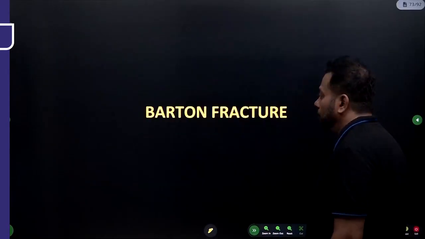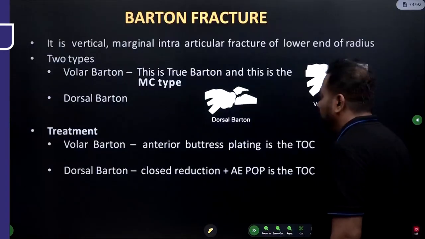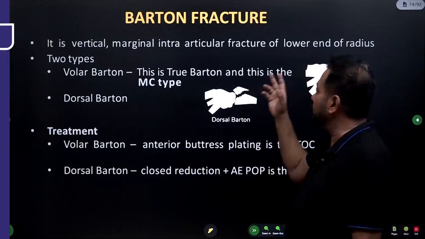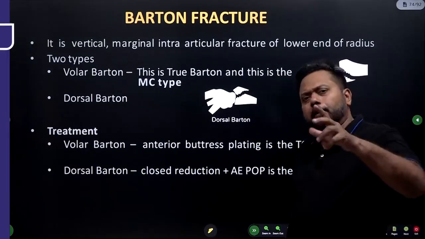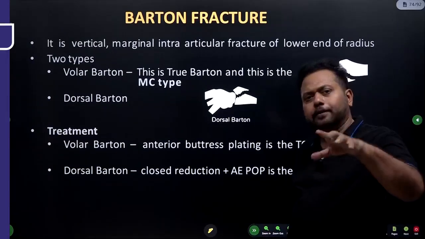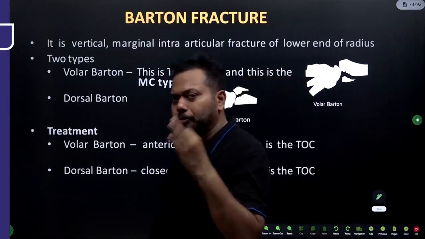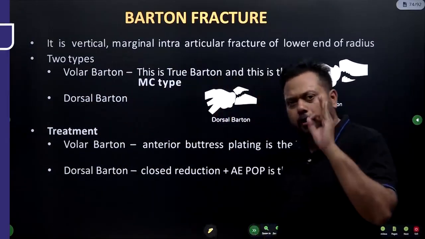Then coming to Barton's fracture. What is Barton's fracture? It is a vertical marginal intra-articular fracture of the distal radius. What is the difference between Barton and Colles? When the fracture is intra-articular, that's called Barton. When the fracture is extra-articular, that's called Colles. Distal radial fracture, which is extra-articular, is called Colles. Distal radial fracture, which is intra-articular, is called Barton.